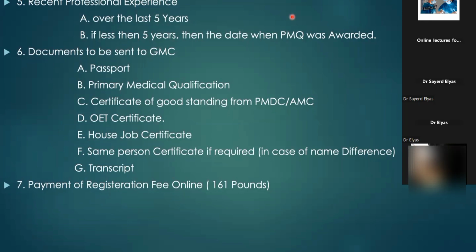Okay, the documents to be sent to the GMC. They will then ask for some documents from you, including your passport, your primary medical qualification degree, a certificate of good standing from the medical council with which you are registered, the PMDC for Pakistan graduates and AMC for Afghan graduates, an OET certificate, your house job certificate, and in case, as most of our Afghans have name issues.